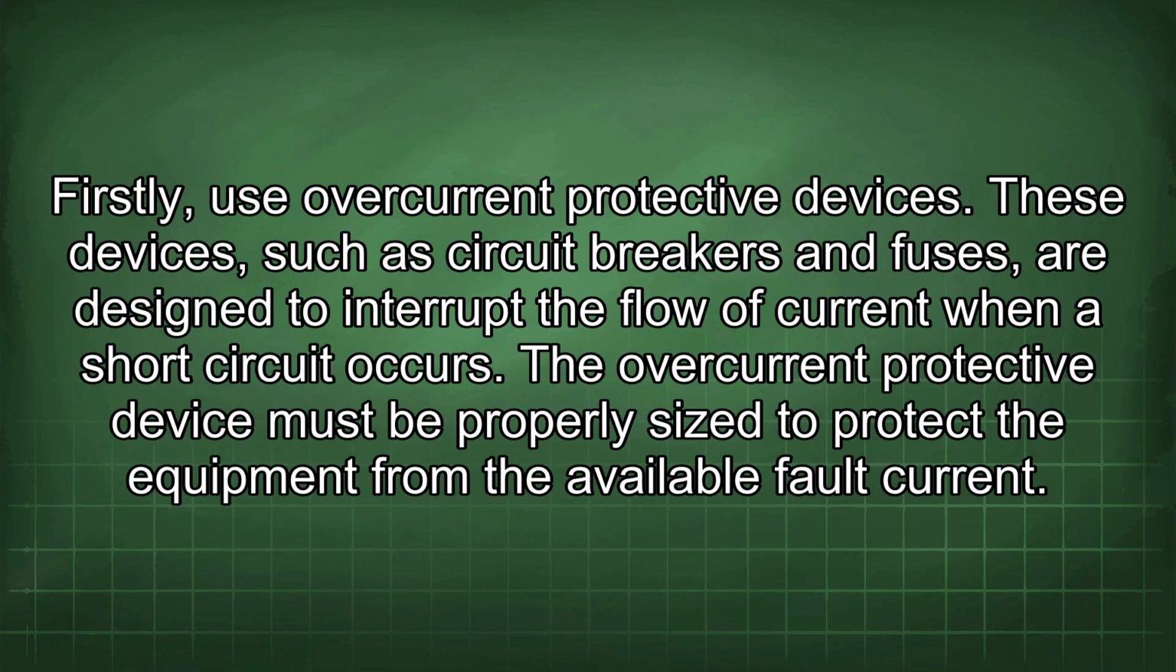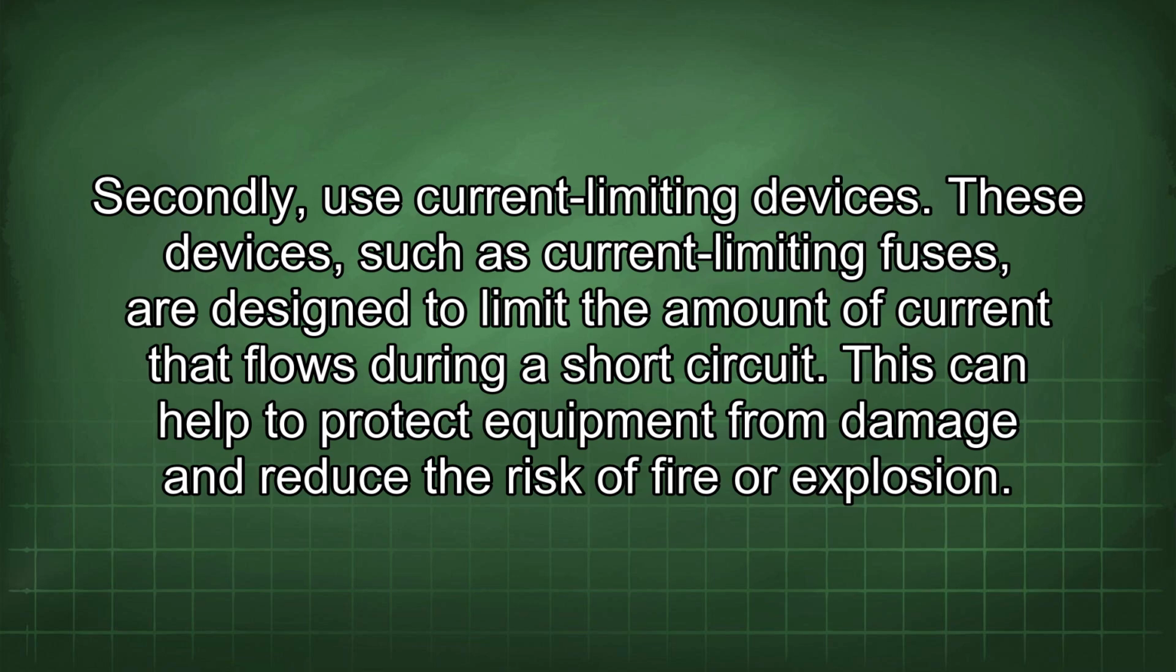Firstly, use overcurrent protective devices. These devices, such as circuit breakers and fuses, are designed to interrupt the flow of current when a short circuit occurs. The overcurrent protective device must be properly sized to protect the equipment from the available fault current. Secondly, use current limiting devices. These devices, such as current limiting fuses, are designed to limit the amount of current that flows during a short circuit. This can help to protect equipment from damage and reduce the risk of fire or explosion.